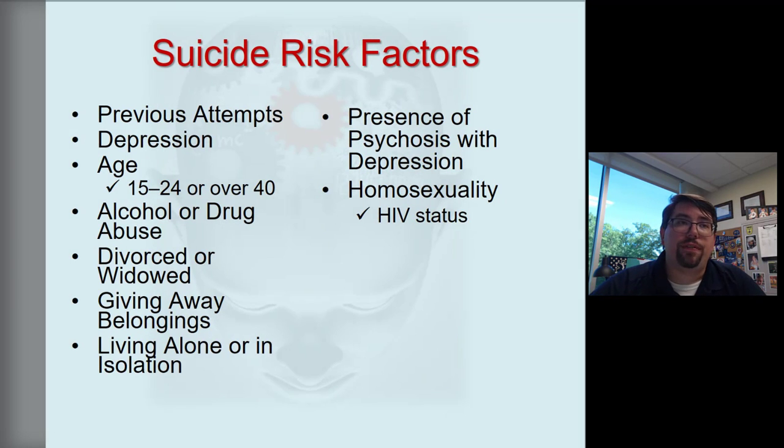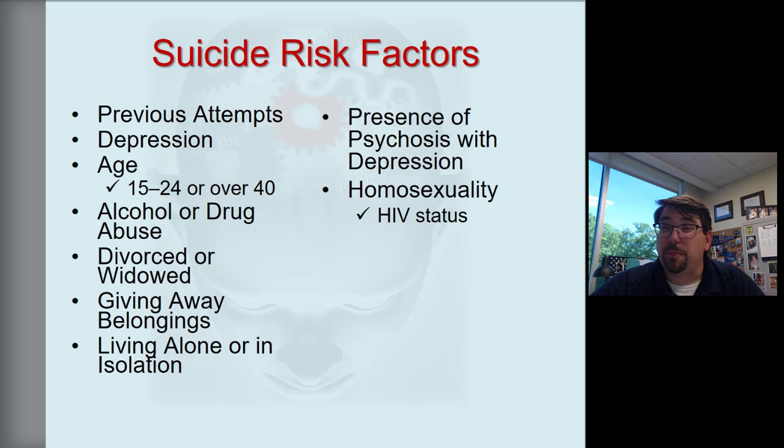There are some risk factors that put certain populations at a higher likelihood of performing suicidal actions or leaning toward more suicidal tendencies. One is a previous attempt. If they've made previous attempts to harm themselves, they're at higher risk for future occurrences. We know that depression, and the age groups of 15 to 24 and 40 and over, can all be issues we could easily see. They could be divorced or widowed.